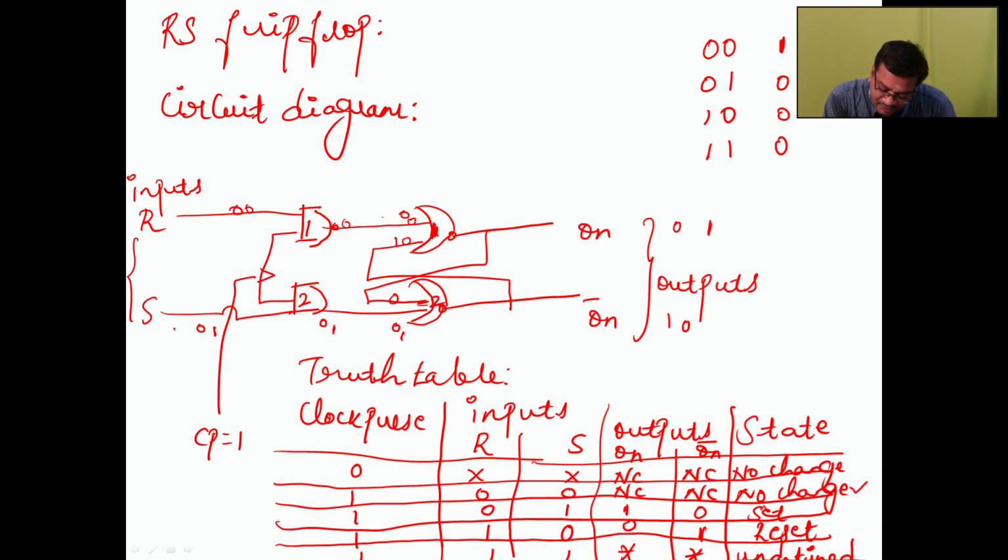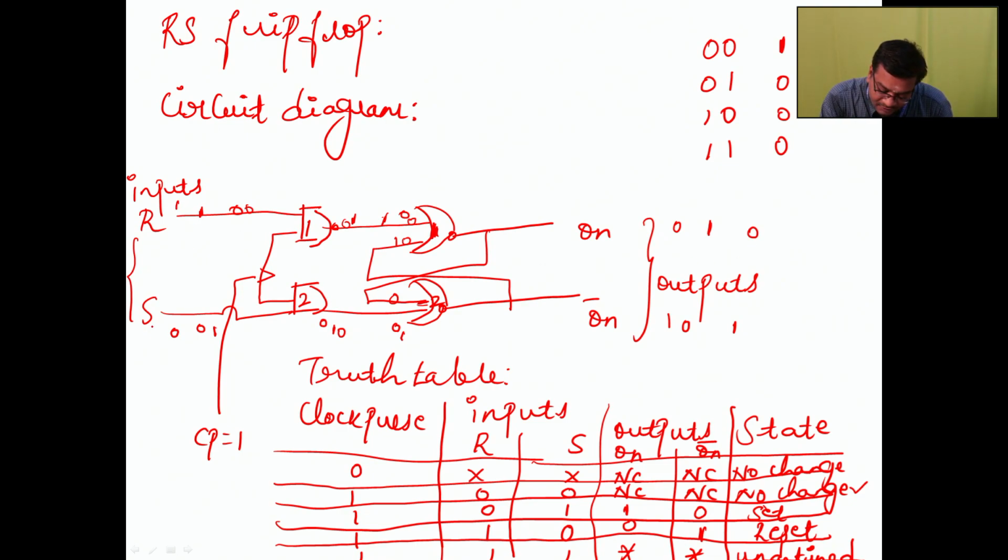Similarly, when you are giving the input 0 for S and input 1 for R, what is the output here? The clock pulse is 1, so the output is 0 here. The 0 will act as feedback, and the output is 1 here. So we give the input high value to R, which is the reset value, and we got 0 here.